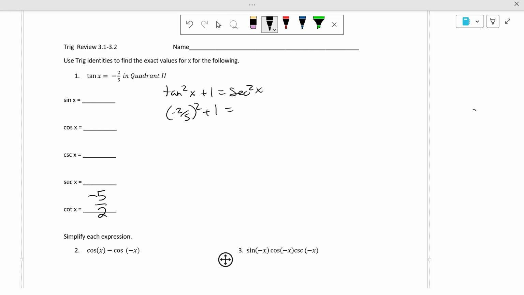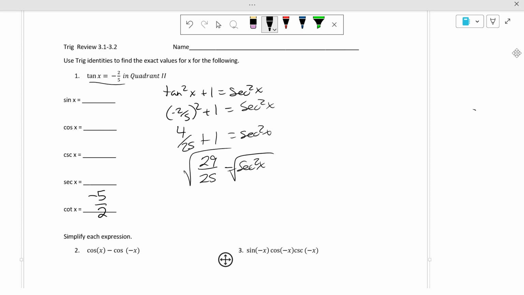So, if you have tangent, then the first thing you find is cotangent. Tangent squared plus 1 equals secant squared. So 4/25 plus 1 equals secant squared. So 1 is 25/25 plus 4/25 is 29/25 equals secant squared. Then we take the square root of each side. What's the square root of 29/25? Square root of 29 over 5.